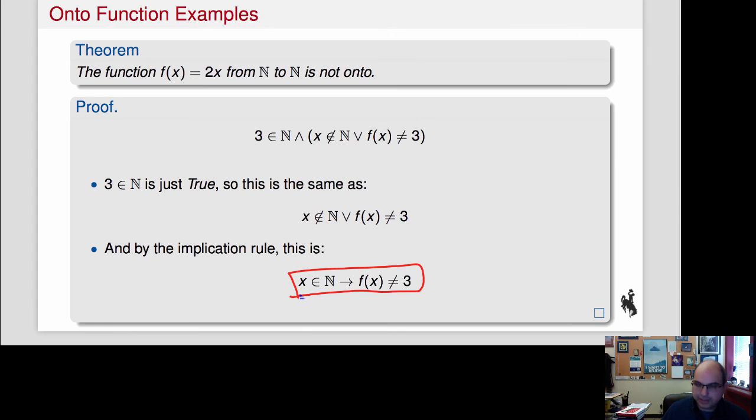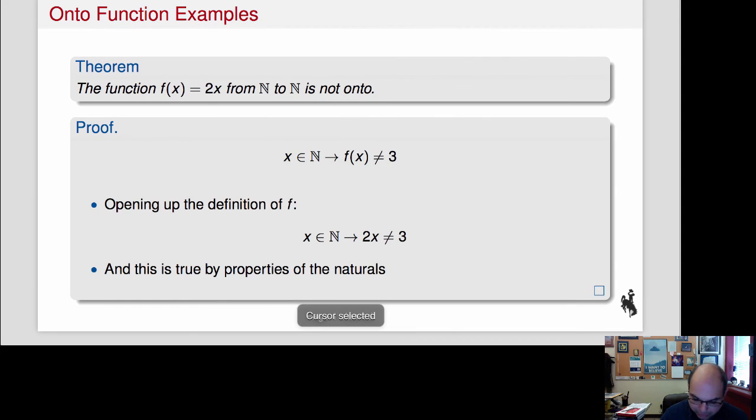And now it's obvious that that's true, right? If x is a natural number, then f of x, which is 2x, can't possibly be equal to 3. Now, to make this super deeply formal, I'll go ahead and expand f of x, making it 2x not equal to 3. And this is just true by properties of the naturals. Actually, it's the quotient remainder theorem again, okay?